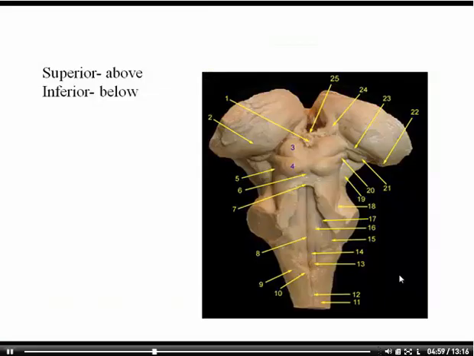So now the next terms on our chart are superior and inferior. This is actually a picture of the superior colliculi and the inferior colliculi. Superior means above and inferior means below. I think a lot of you can relate to that because there it is. This is the superior colliculi and this would be the inferior colliculi, and we'll be learning about those a little later in class.